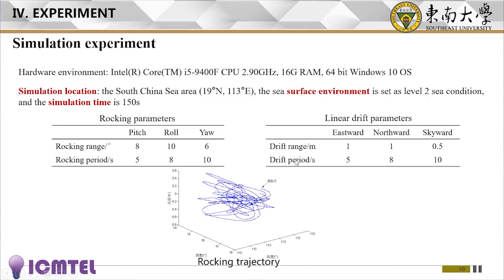In the experiment part, firstly, the initial alignment of the ship in the marine state is simulated. The simulation location is selected in the South China Sea area, 19 degrees north latitude and 113 degrees east longitude. The sea surface environment is set as level 2 sea condition, and the simulation time is 115 seconds. The parameter setting includes rocking and linear drift. Those two motions are simultaneous, and the rocking trajectory is shown in the figure.